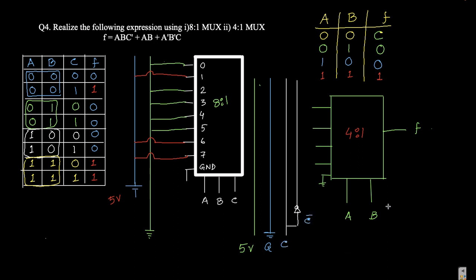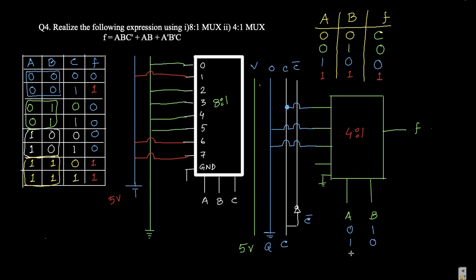Now when A, B is 0, C is there. So when A and B is 0, we are getting C. That is nothing but the C is connected from here to here. When A 0, B 1, we are getting 0. That is 0 means this line. When A is 1, B is 0, then also we are getting 0 as output. So again we are connecting 0 as output. So this is 0, this is V, this is C, and this is C bar.